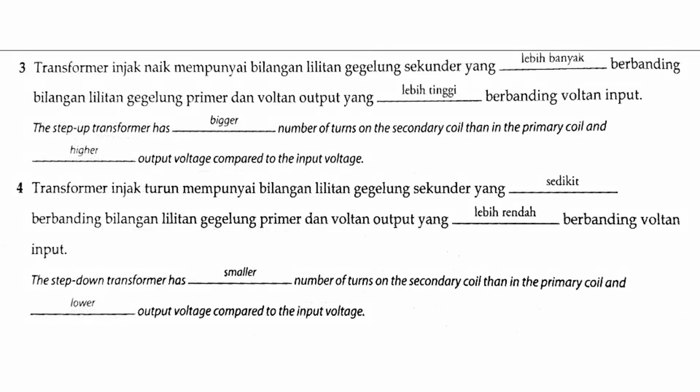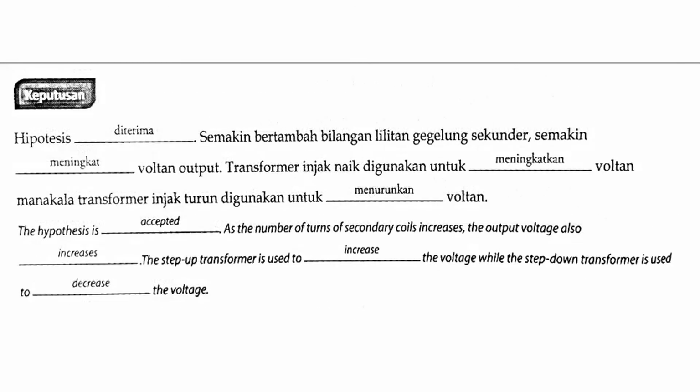The step-up transformer has bigger number of turns on the secondary coil than in the primary coil and higher output voltage compared to the input voltage. The step-down transformer has smaller number of turns on the secondary coil than in the primary coil and lower output voltage compared to the input voltage. The hypothesis is accepted. As the number of turns of secondary coils increases, the output voltage also increases. The step-up transformer is used to increase the voltage while the step-down transformer is used to decrease the voltage.